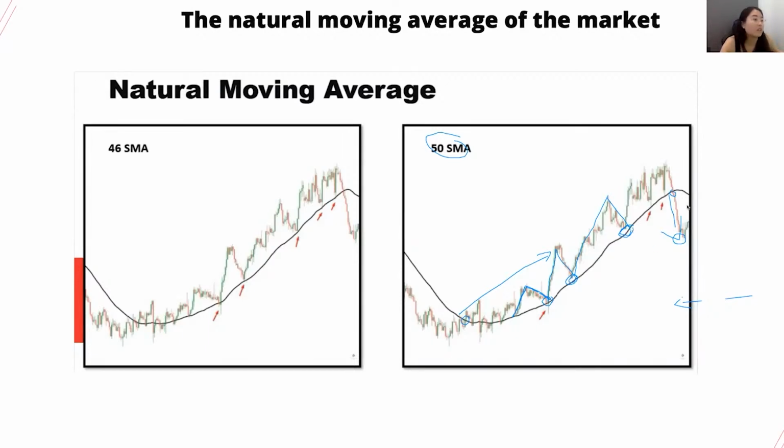Okay, that's the two ways. So dynamic and support resistance. Yes, correct. That's correct, said Henry.